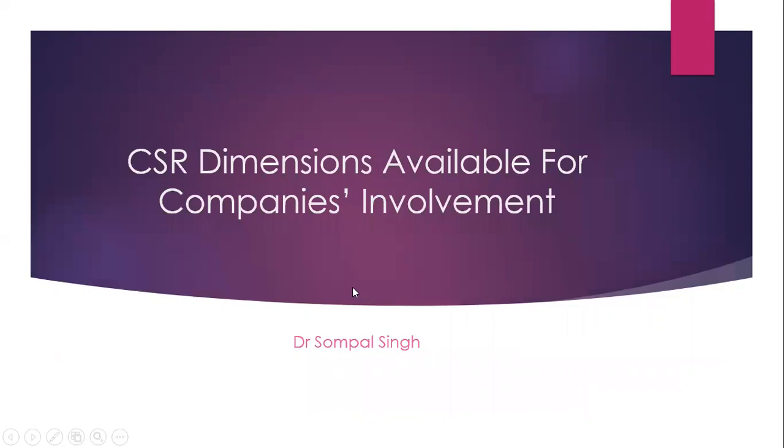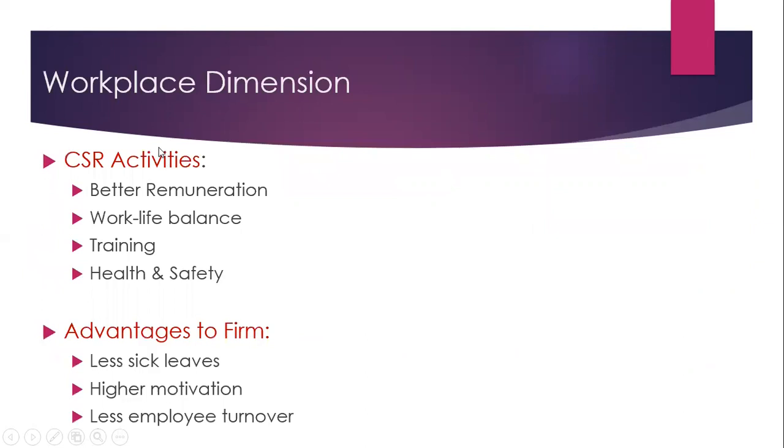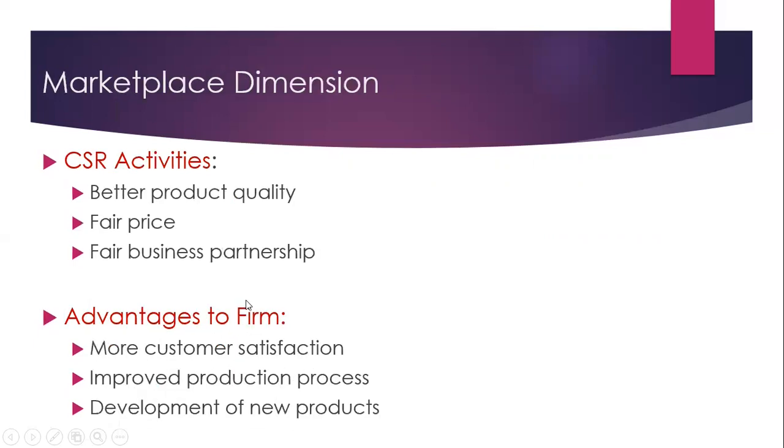So what are the dimensions of CSR available for companies' involvement? These are the dimensions: workplace, marketplace, community, environment, governance. In the workplace, the CSR activities include better remuneration, work-life balance of employees, training, health and safety of employees. By doing these CSR activities, what is the benefit for the firm? There are fewer sick leaves, higher motivation, and less employee turnover. So these are advantages. Then marketplace dimensions: better product quality, fair price, fair business partnership. The advantages to the firm are more customer satisfaction, improved production process, development of new products.